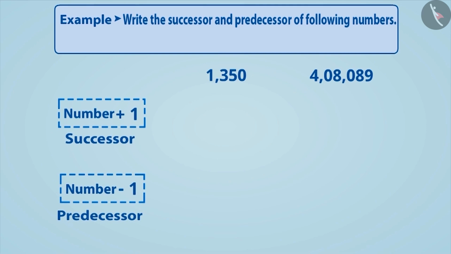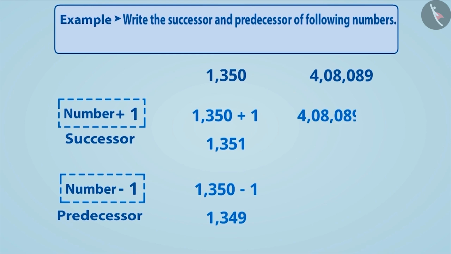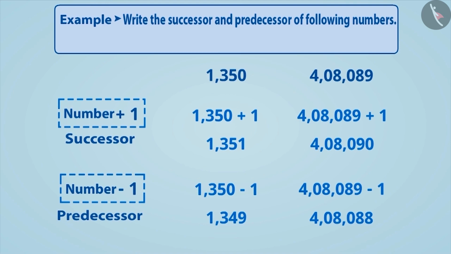In this way, by adding 1 to 1350, we get its successor 1351, and by subtracting 1 from it, we get its predecessor 1349. Similarly, by adding 1 to 4,08,089, we get its successor 4,08,090, and by subtracting 1 from it, we get its predecessor 4,08,088.